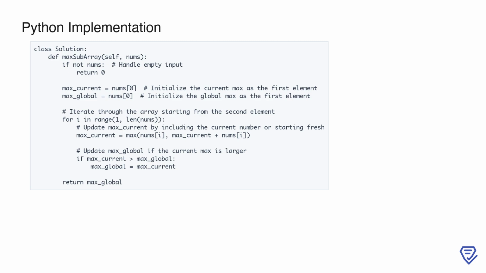Max_current keeps track of the maximum sum of the subarray ending at the current index. Max_global stores the maximum sum found across all subarrays examined so far. Both are initially set to the first element of the array. 3. Iterating through the array. Starting from the second element, index 1, the algorithm iterates through the array.